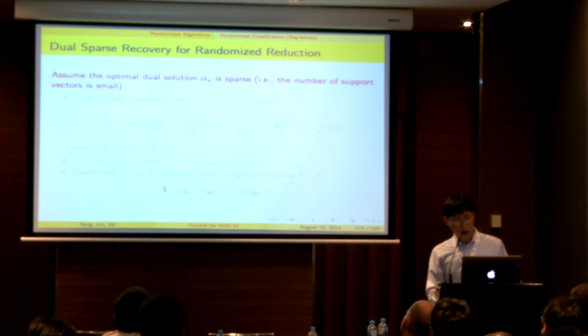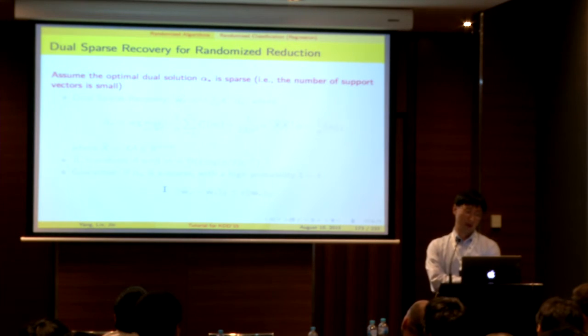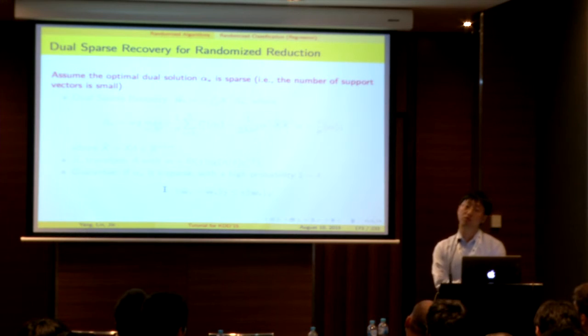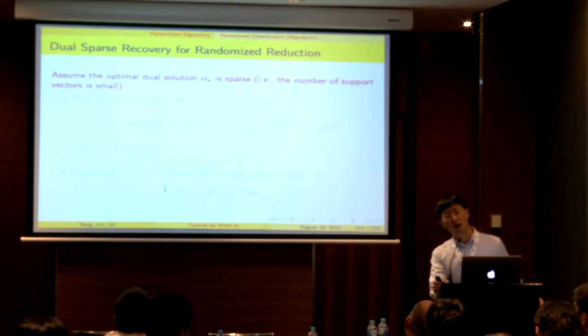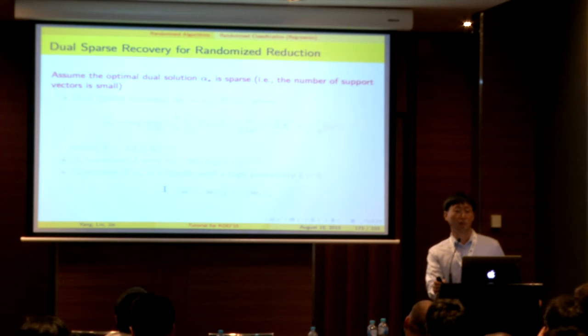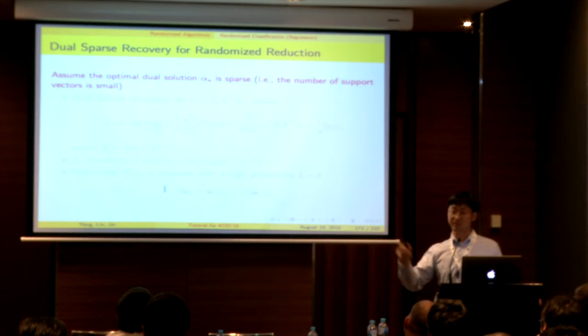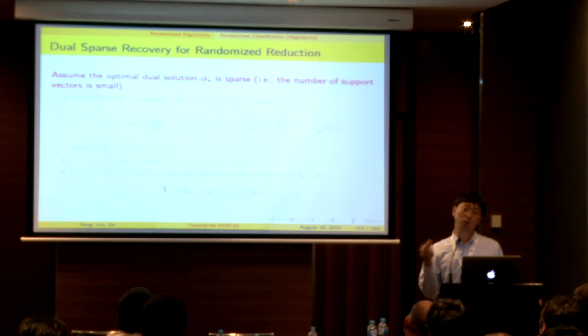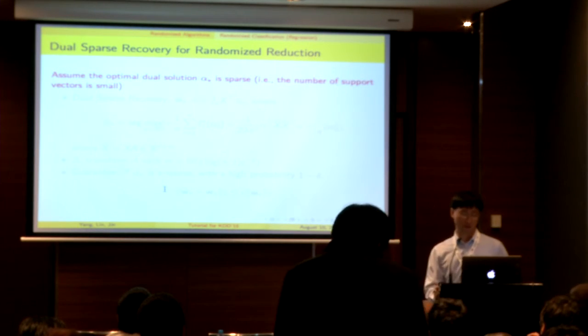So that is the idea of the dual sparse recovery. Here we try to explore a new condition, a better condition. In practice, we usually observe that the number of support vectors, let's say in support vector machines, is usually much smaller than the total number of examples. Which means that the optimal dual variable is a sparse vector. This is the condition we explored in the dual sparse recovery.